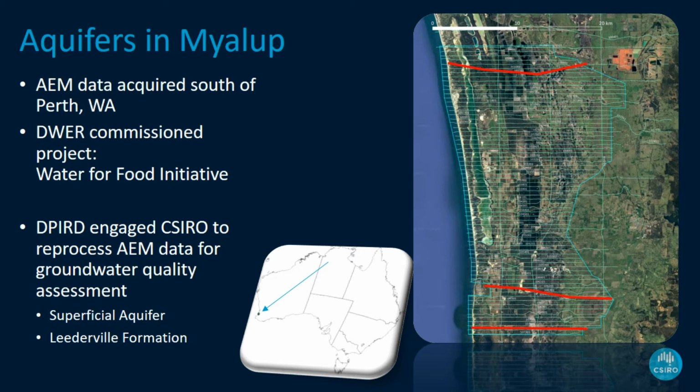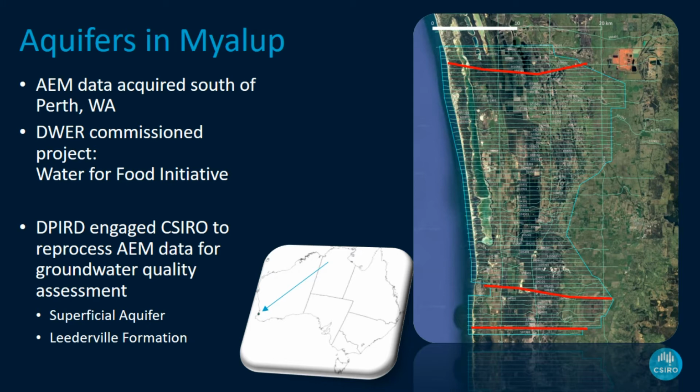I said, okay, so what I'm going to do is I'm going to take the inverted products that came from the previous survey, and I'll try to work some magic on it. What do you want done? And he said, I want to look at the superficial aquifer, and I want to look at aquifers within the Leederville Formation. And Phil, I think you've seen this, so forgive me if this is a repeat for you.